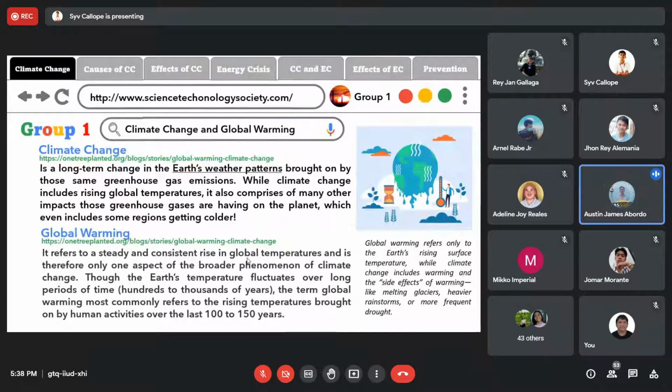In short, global warming refers only to the Earth's rising temperature, while climate change includes warming and the side effects of warming, like melting glaciers, which is happening on some parts of Antarctica, and also heavier rainfalls or more frequent drought. So let's proceed to the main causes of climate change that will be discussed by Mr. Bon Luis Baron.